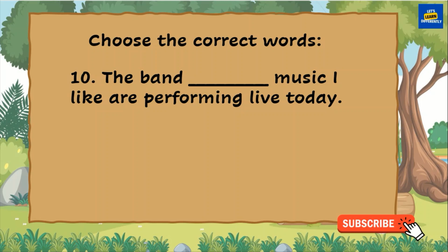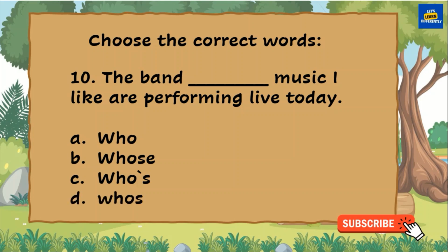Number 10. The band dash music I like are performing live today. Option A. Who, option B. Who's, option C. Whose, and option D. Whose. And the correct answer is the band whose music I like are performing live tonight.